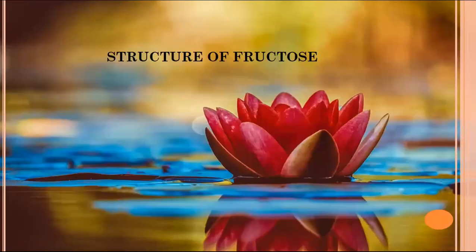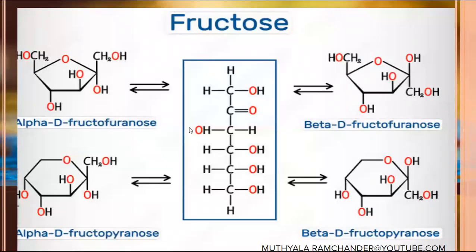The next one is the structure of fructose. Fructose also belongs to the monosaccharides. It is very sweet in taste. It shows different types of anomers. It has one straight chain structure and ring structures. In the straight chain structure, a keto group is present, meaning it is a ketose. And ring-like structures are present with a pentagonal ring.